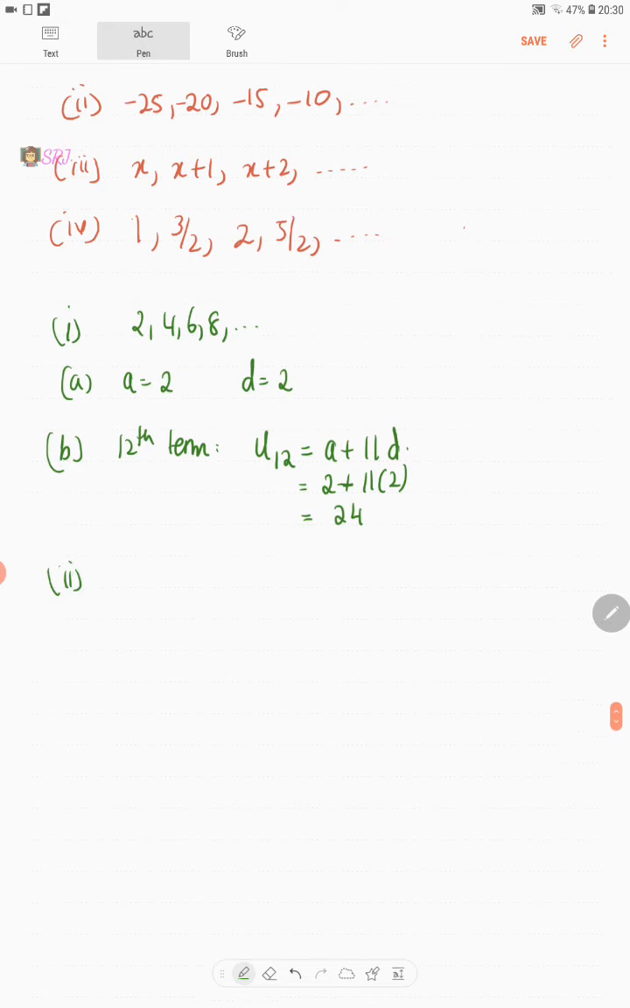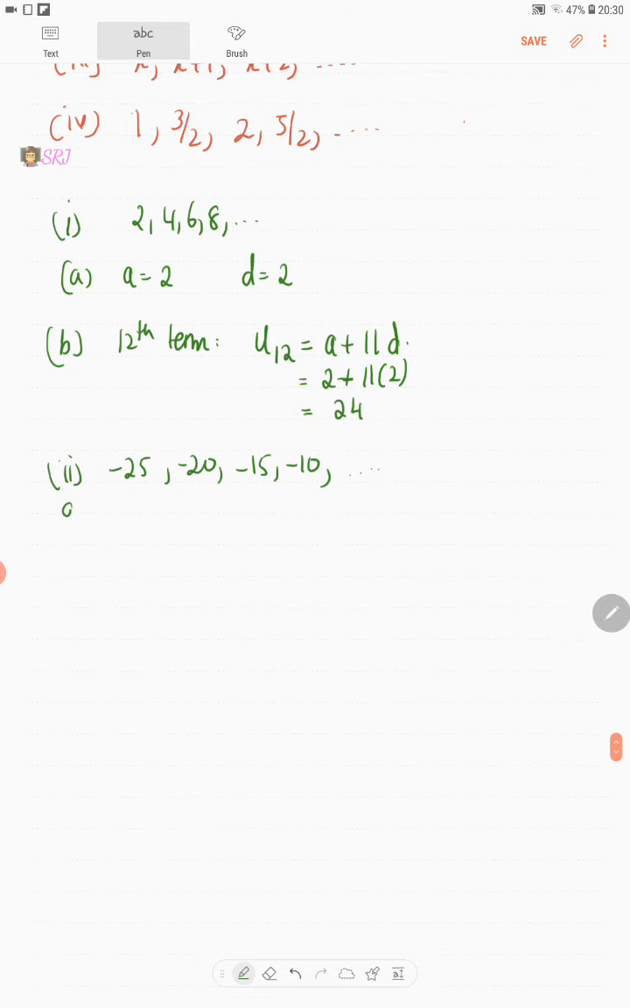Second one, we have minus 25, minus 20, minus 15, minus 10. So again, for part A, we have to write the first term, which is minus 25, and the common difference is, so if you are getting difficulty, you just take the second term and minus the first term. You will obtain minus 20 minus minus 25. So the common difference is 5.